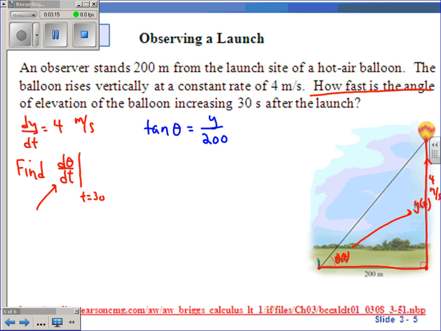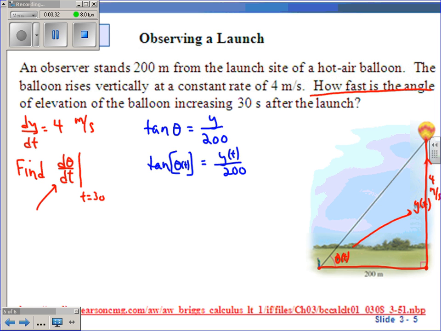The only thing I need to do now is introduce my derivative. So I take the derivative of both sides with respect to t. Remember that theta is a function of t and y is a function of t. They both depend on time.